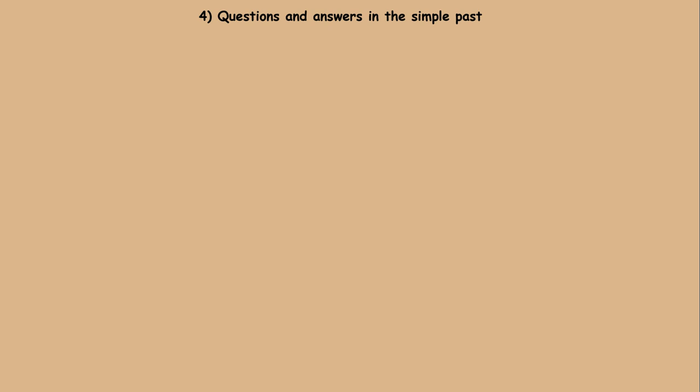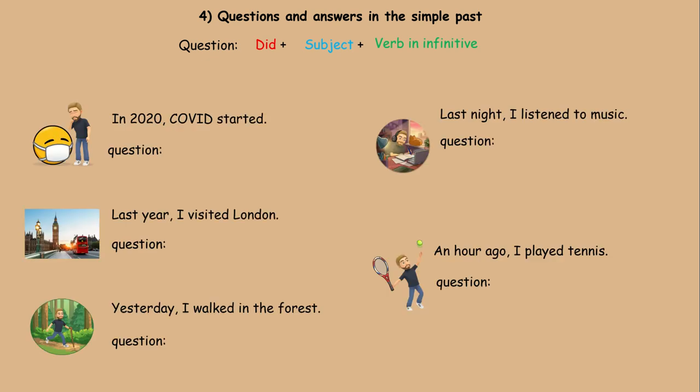How to form questions and answers in the simple past. To ask a question, we use did plus the subject plus the verb in the infinitive. Let me give you some examples again. In 2020, COVID started. Did COVID start in 2020?